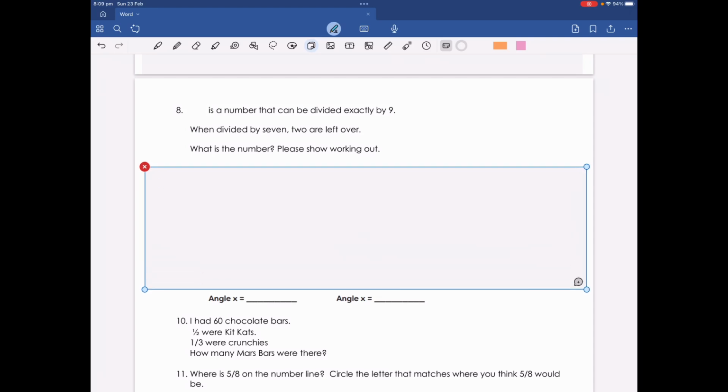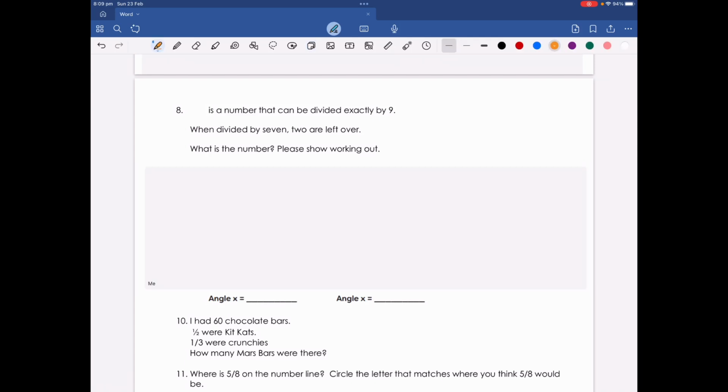Do we know what that word means? Ambiguous? If not, look it up now. Put it in your Anki. Okay, so let's go with this next question.